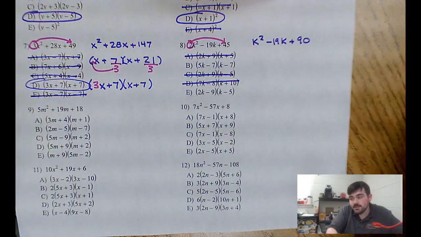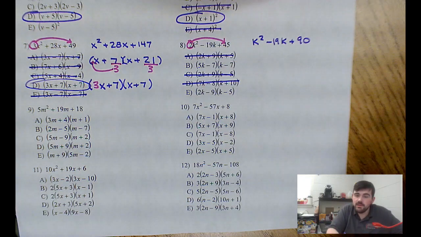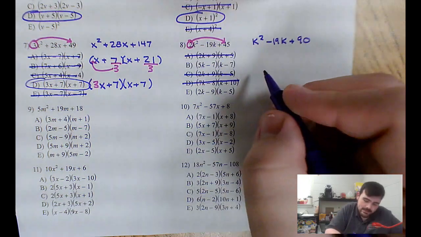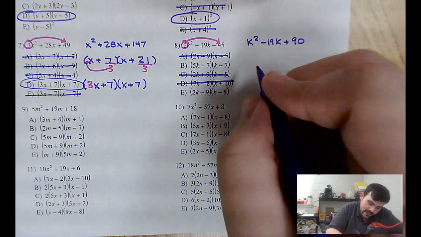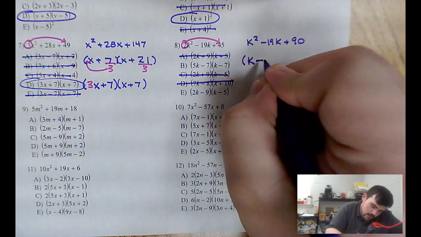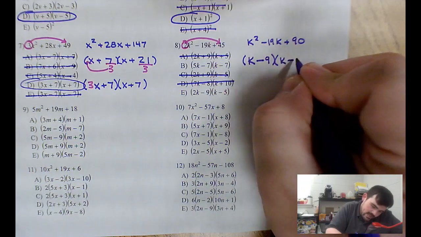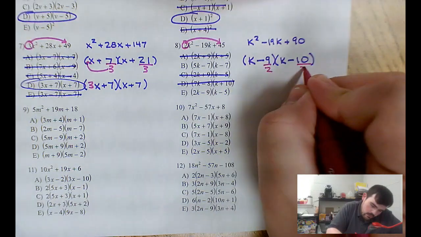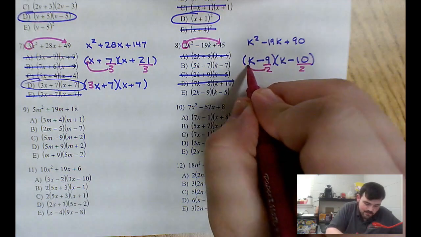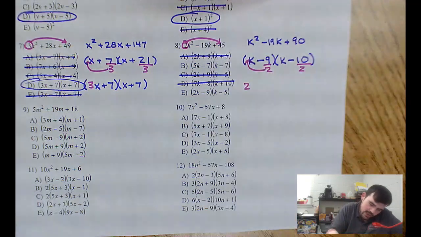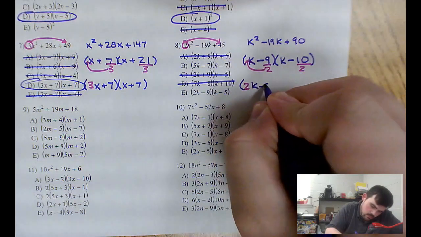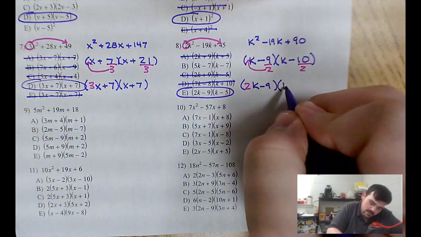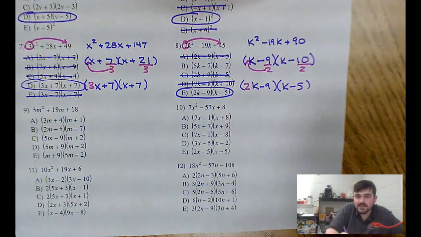Now, of those two options, you've got a 50-50 shot if you just guessed. I feel like there's an educated guess here too, but I'll get to that point in a second. Let's go ahead and factor this. Factors of positive 90 that add to negative 19, that's definitely negative 9 and negative 10. Take each of those factors and divide it by 2. Now 9 divided by 2, bring that 2 up front to get 2k minus 9. Okay, the answer is obviously E at this point. K minus 10 divided by 2, 10 divided by 2 is 5. And so the answer was E.